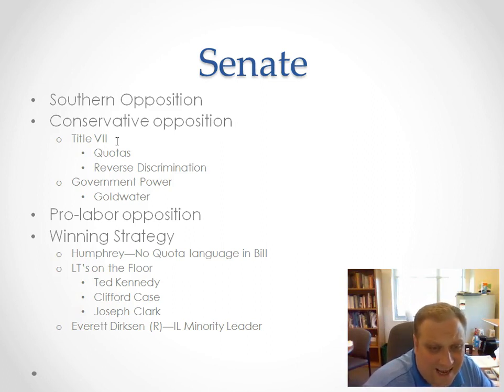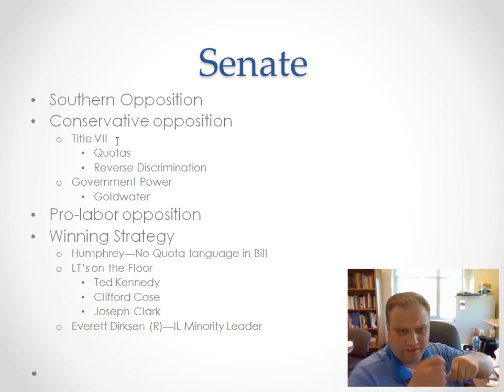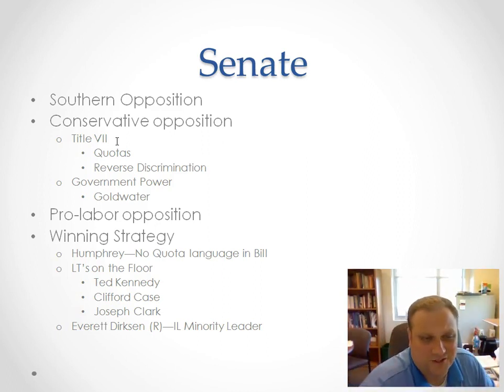The Daisy ad that we watched with Johnson showing the mushroom cloud after the girl picking the daisy, that was one of his anti-Goldwater ads in '64. So you can see what they thought of Goldwater.